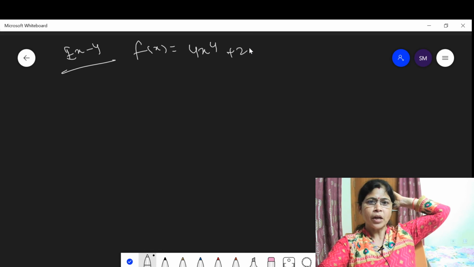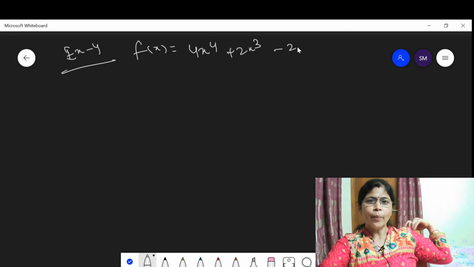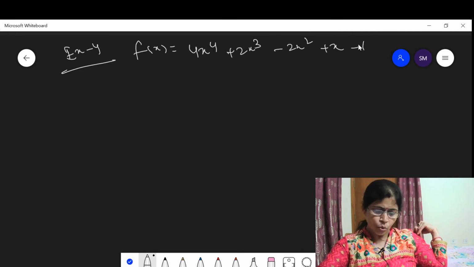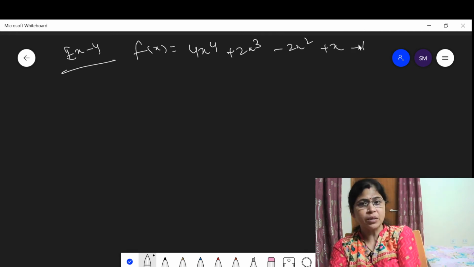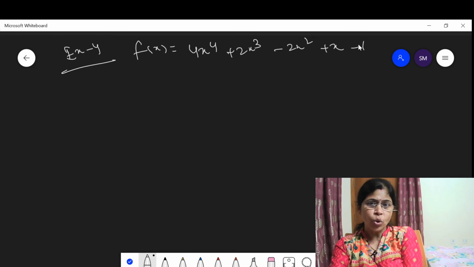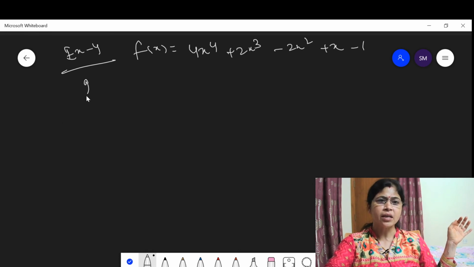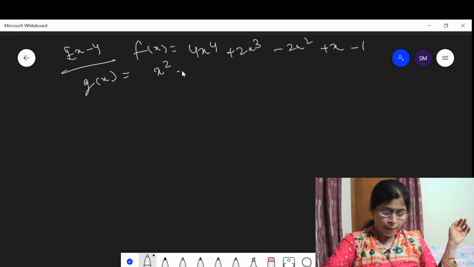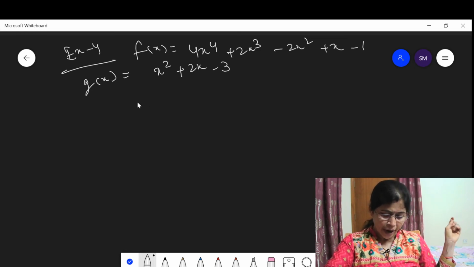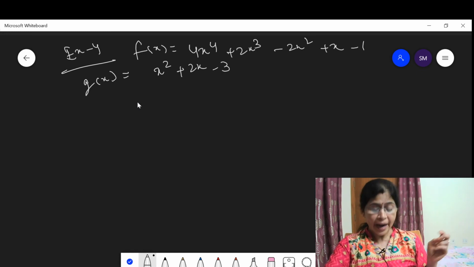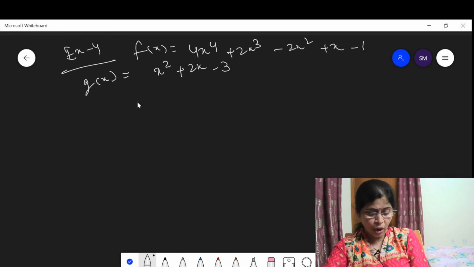fourth plus 2x cube minus 2x square plus x minus 1. What must be added to this so that the resultant will be divisible by g(x)? Here g(x) is equal to x square plus 2x minus 3. Here what should be added, then you find out the R(x).